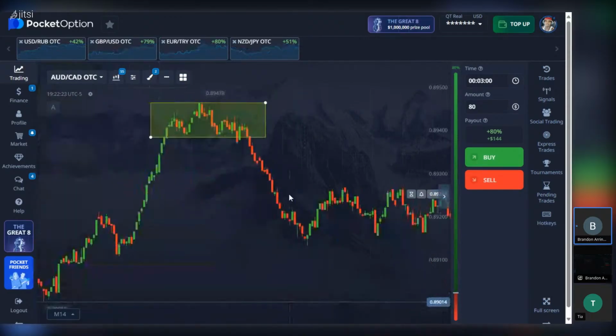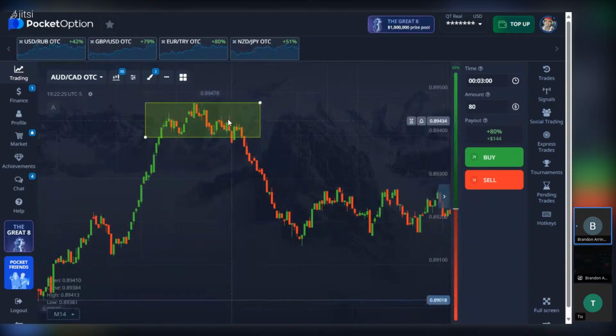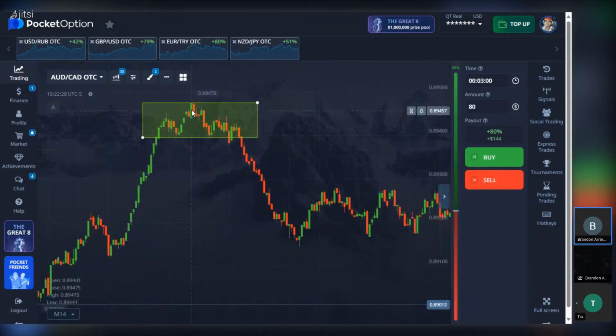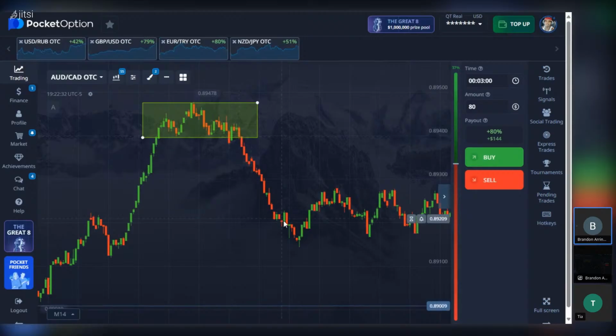You see that one? Look, you got your break and retest. You see it? You got your break, you got your retest, and it's gone. This is cash money in 3 minutes.